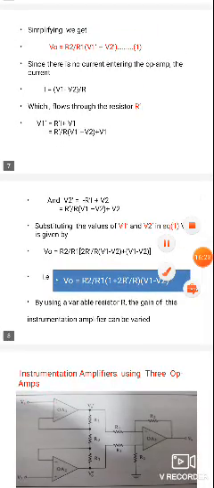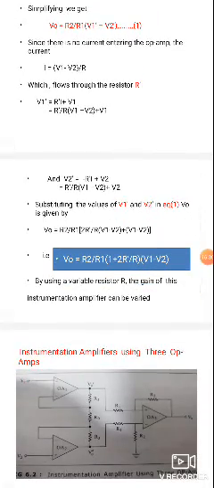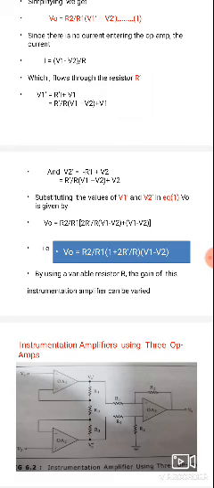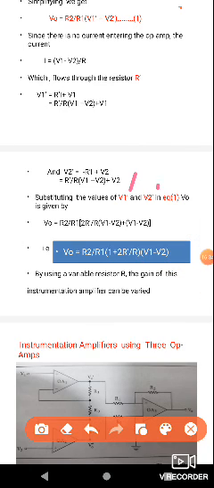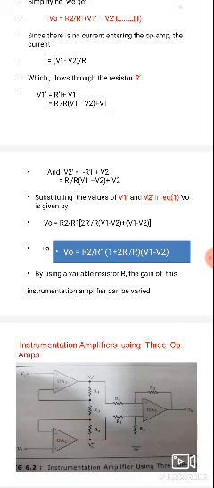Next, substituting both values, the V1 dash value and the V2 dash value, in equation 1. V1 dash is equal to R dash by R into V1 minus V2 plus V1. Second, V2 dash is equal to R dash by R into V1 minus V2 plus V2. Both are the same, only in place of V1 here, it is V2. V2 dash is the value in terms of V2, and V1 dash is the value in terms of V1.